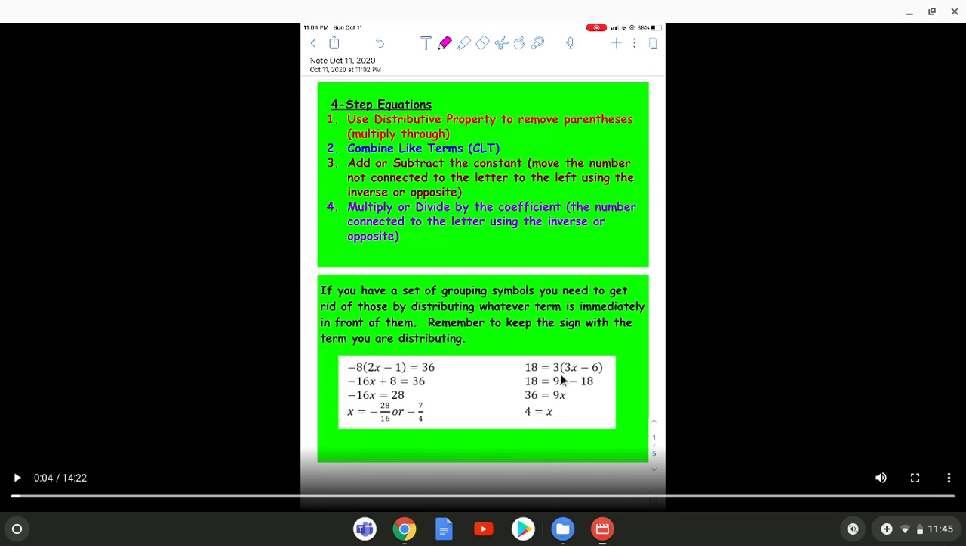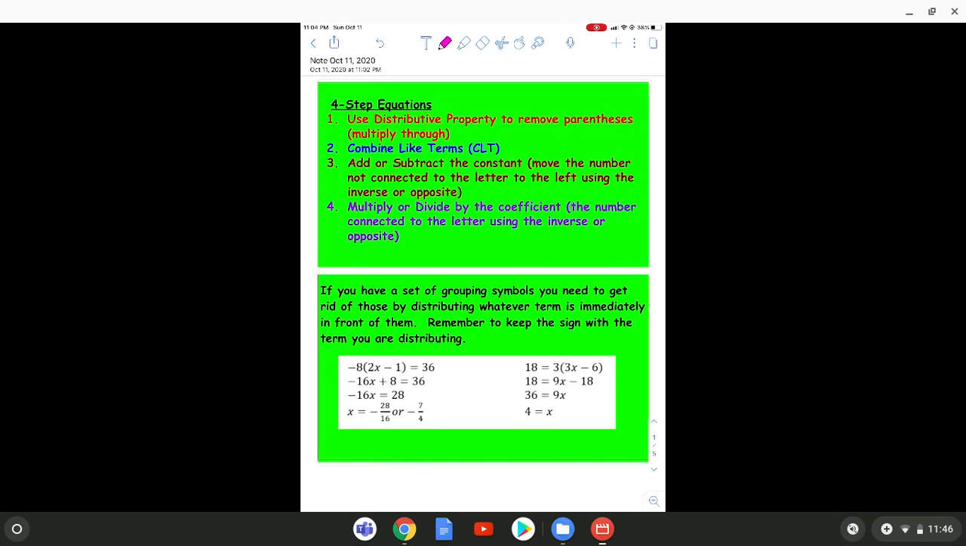So same thing over here on the right side. We've got a 3 that we need to distribute. So we are going to take 3 times 3x, and that's going to give us 9x. And then 3 times negative 6, which is going to give us a negative 18. Then we go ahead and add 18 to both sides to undo that subtraction. So we get 36 equals 9x. Then we divide by 9 on both sides to get 4 equals x. So these take you through all the steps, but they don't really explicitly show all the math. So when I work through some examples later, you'll see where that math is worked out.